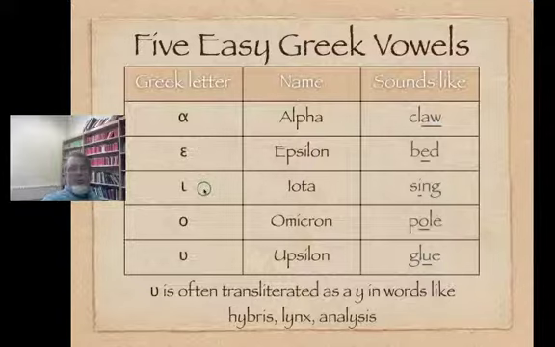Here's an iota, our I. Notice that it doesn't have a dot over it, please. No dots on the iotas. It's pronounced ee, as in our word sing, ing, ee. Here's an O, pronounced o. It's omicron. And there's this strange letter U.